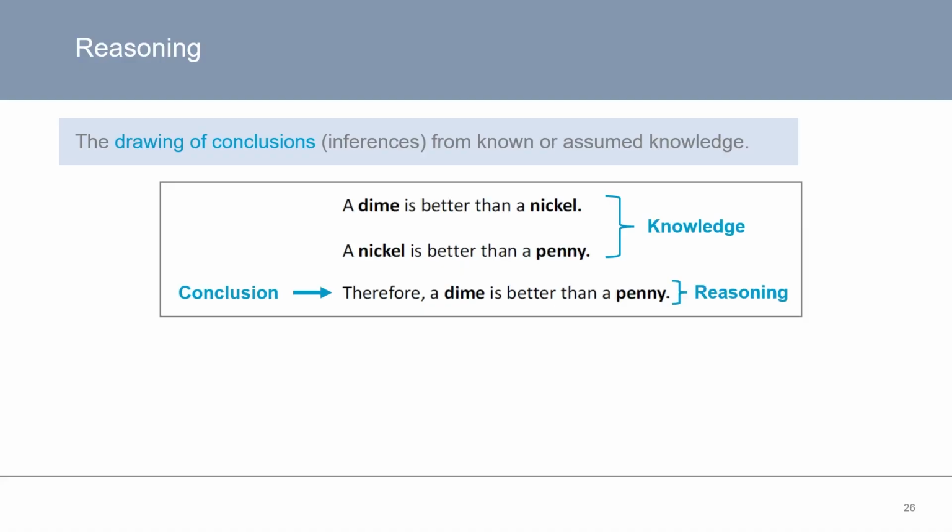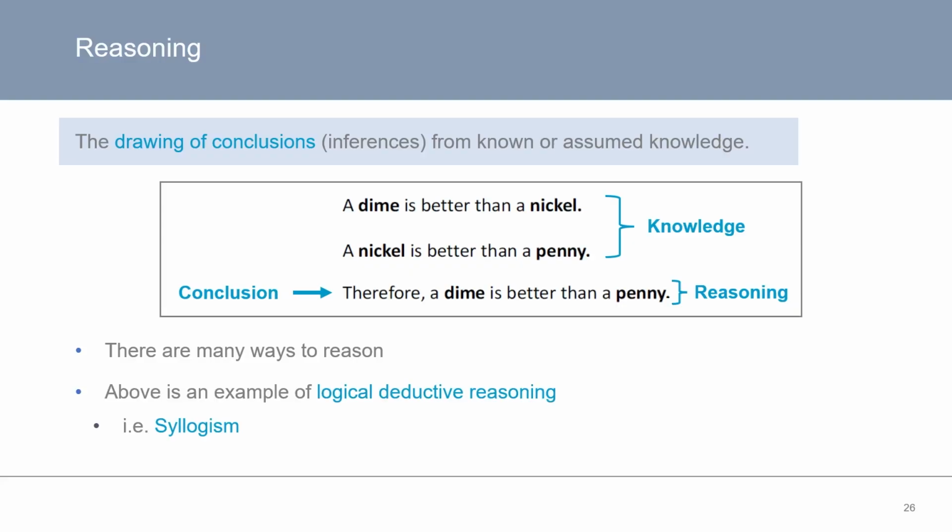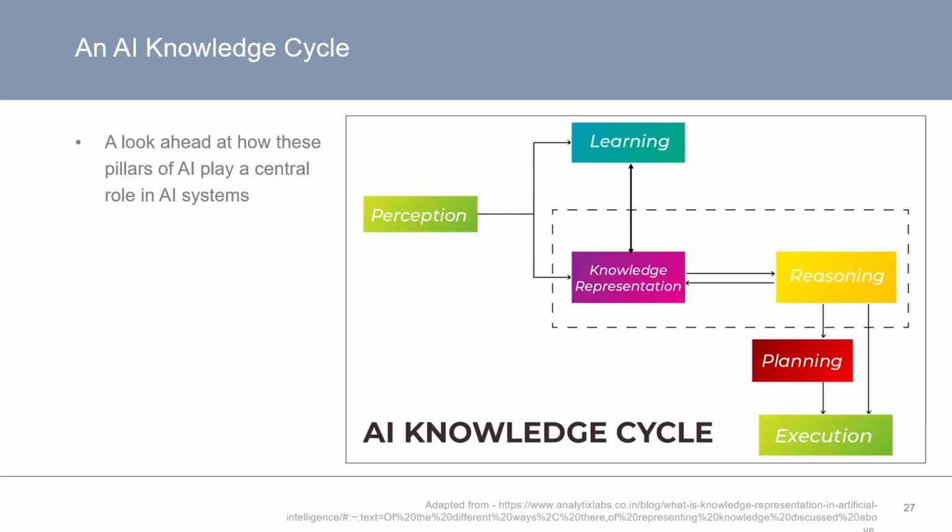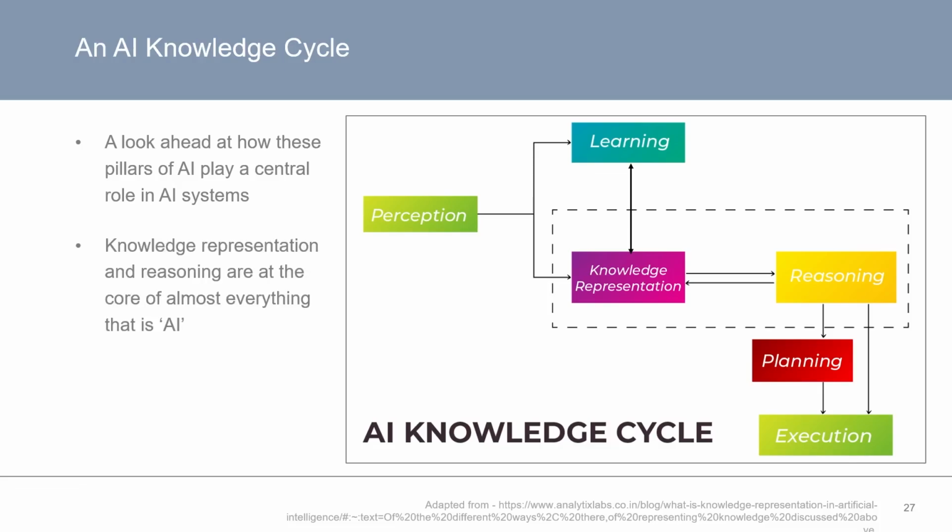Consider the following. We have the knowledge that a dime is better than a nickel, and a nickel is better than a penny. From this, we can apply reasoning to conclude that a dime is better than a penny. There are many ways to reason, and the example we just gave is one that involves logical deductive reasoning, or more specifically, a syllogism. In this schematic, we look ahead to how some of these pillars of AI play a central role in AI systems.